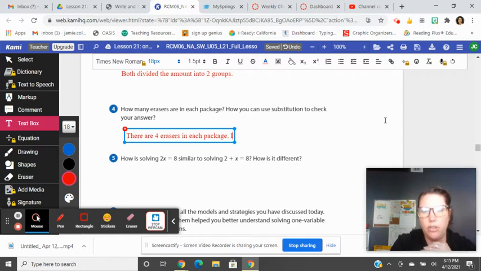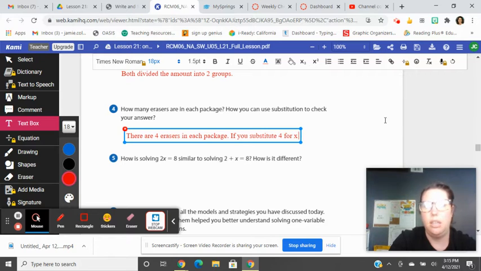And then the second part, how can you use substitution to check your answer? So if you substitute 4 for x, you will get the same answer.